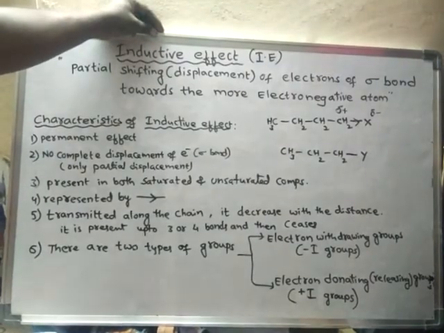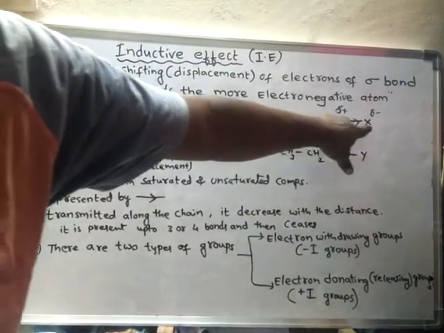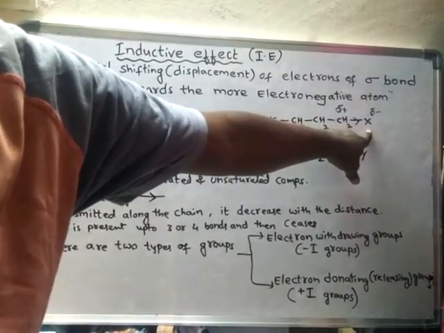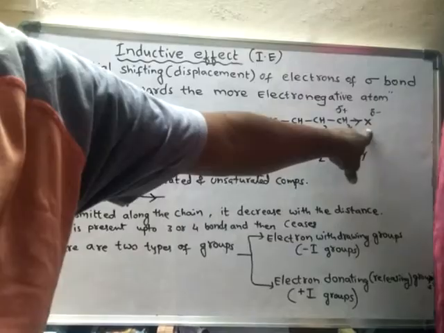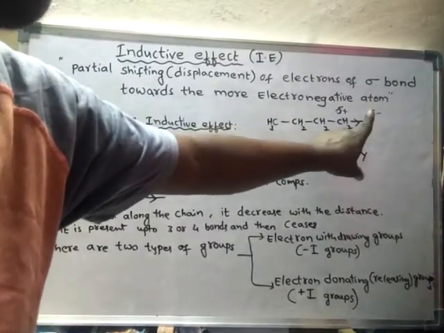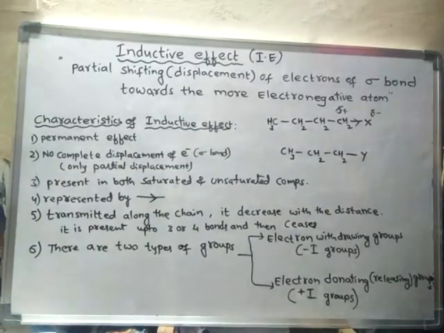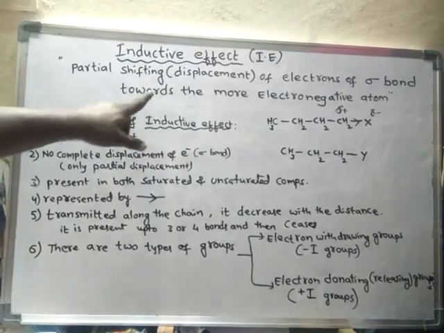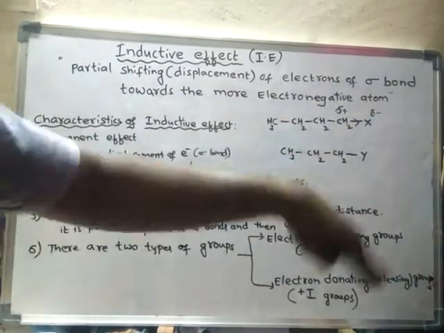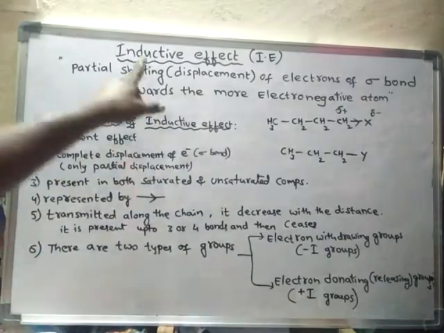So two centers are developed, an electron deficient center and an electron rich center, because of the tendency of this electronegative atom to pull this electron pair partially, not completely. So partial shifting of electrons of a sigma bond towards the more electronegative atom, such shifting of electrons is said to be the inductive effect.